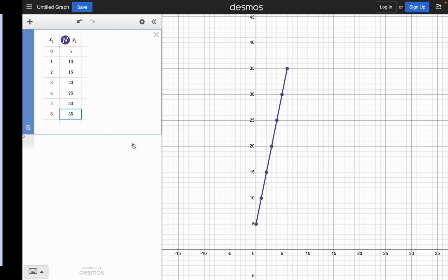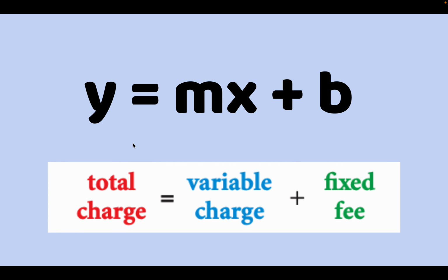So going back to the slideshow, how you find this equation based on a word problem is total charge, so your total wage, equals the variable charge, which is how much you earn per hour, plus your fixed fee, which is your flat value, your wage of $5 when you work 0 hours. So using this equation, we can find that for the word problem that I gave, the total charge, let's keep it as a variable now, y equals, what is the variable charge? You get $5 per hour, so 5x, because the x will represent how many hours you work, and then plus a flat fee of $5.